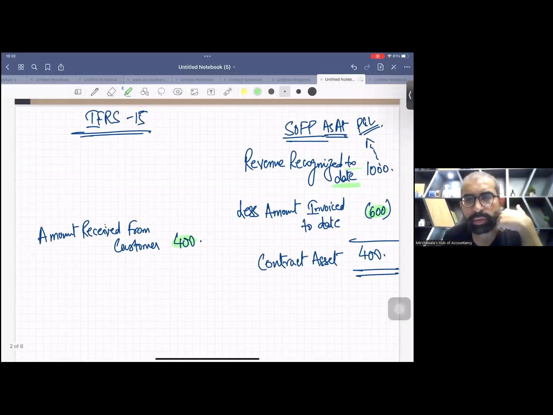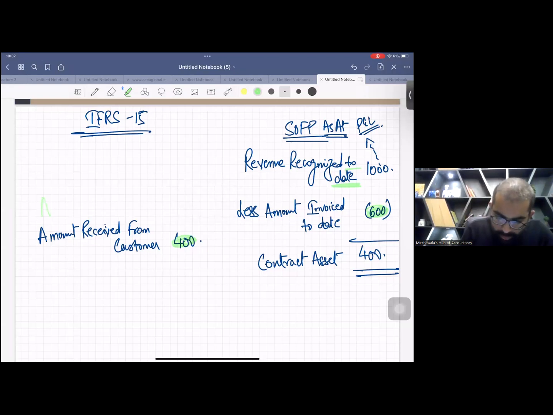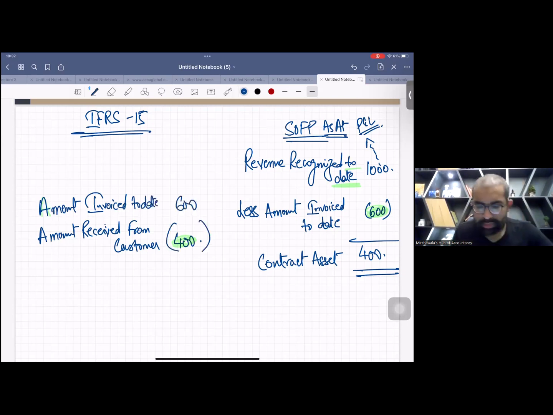So now, first of all, you need to calculate contract asset, and contract asset is calculated using the amount invoiced. And now there is one more thing which we call retention receivable. Look at here. Amount invoiced to date is 600. You sent an invoice to the customer for 600, but to date the customer has only paid 400. So this is called retention receivable, or sometimes people call it trade receivable. Retention receivable or trade receivable, 200.